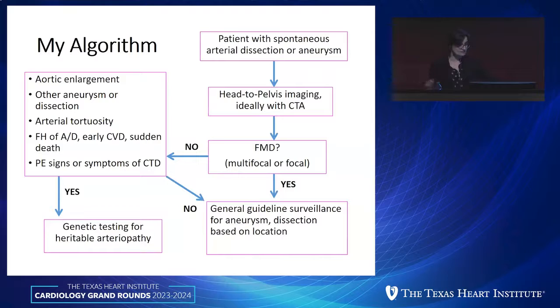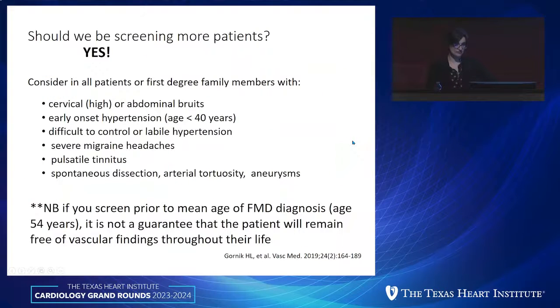This is my algorithm. If I see a patient with spontaneous dissection or aneurysm, I get them head to pelvis imaging. If they have FMD, I go down and I follow the regular guidelines for surveillance. If they don't, I start asking myself, did they have aortic enlargement, other aneurysm, dissection, tortuosity, which is not always reported. You often need to look at your own imaging to detect that. Suspicious family history or any physical signs or symptoms of a connective tissue disease. Any of those positive, they get genetic testing. If it's not, then they fall into this FMD group as well for follow-up.